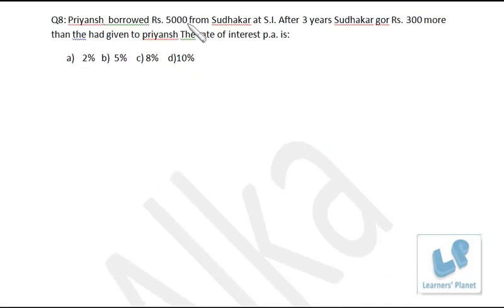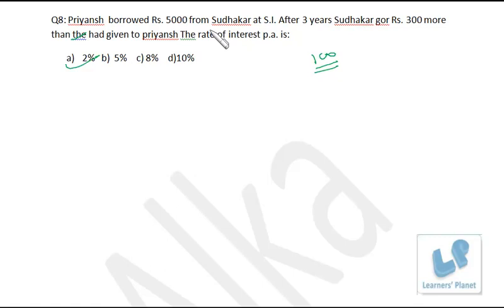Priyansh borrowed rupees 5000 from Sudhakar at SI. After 3 years, Sudhakar got rupees 300 more than he had given to Priyansh. What is the rate of interest? So that's pretty simple, right? 300 he is getting in 3 years, so per annum he is getting 100 rupees. So 100 is what percent of 5000? That is 2%, as simple as that, right? So 2% is the rate of interest he is charging.